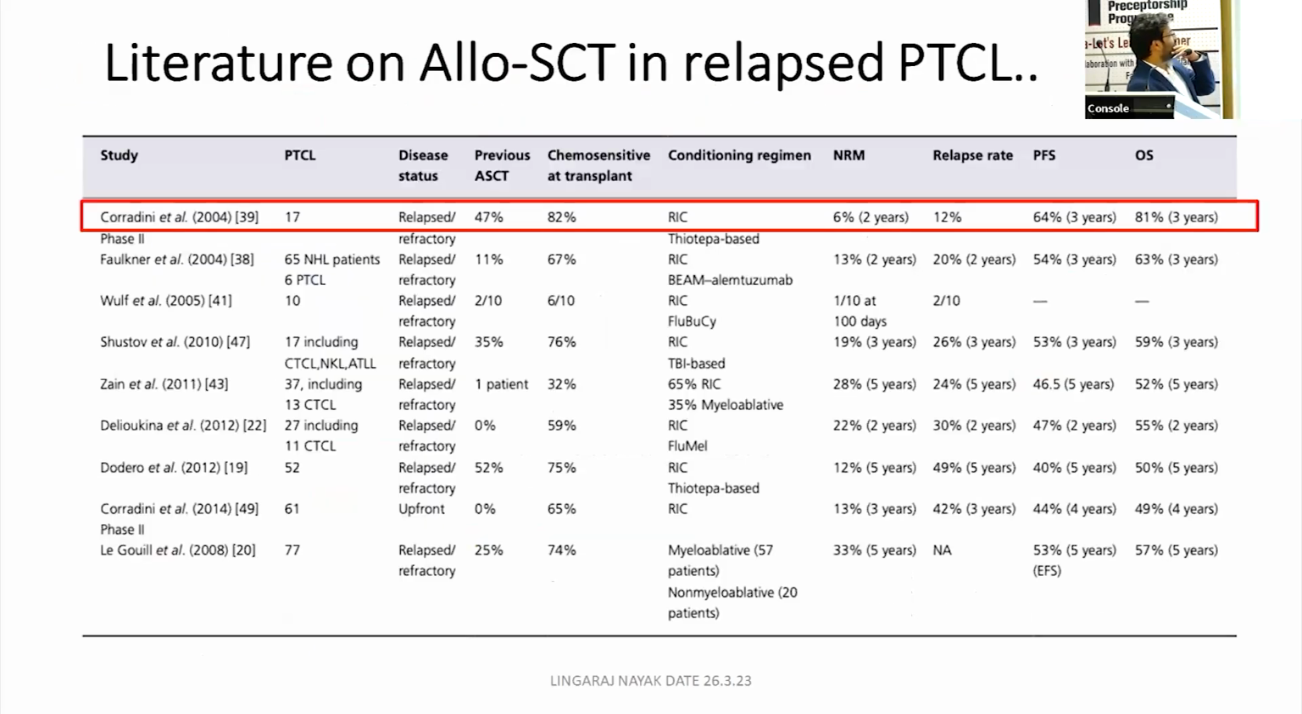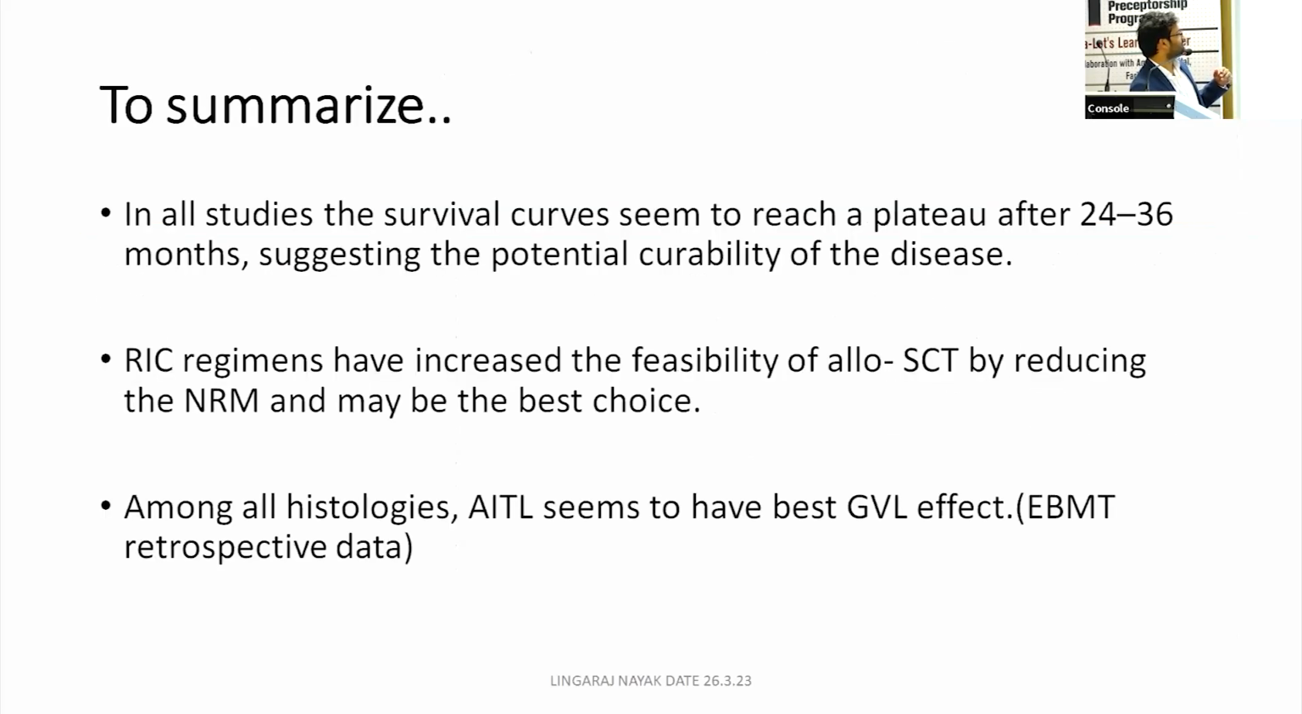Okay. So these are the literature and other data, the retrospective, few prospective. But as I said, there are very few regimens and most are RIC. And mostly, if you see in all the studies, there is a plateauing in T cell lymphoma at 24 to 36 months. So there is a potential curability in that situation, and RIC has increasingly been used. And as I said, AITL is one situation where probably there is the best GVL, and also the ATLL.